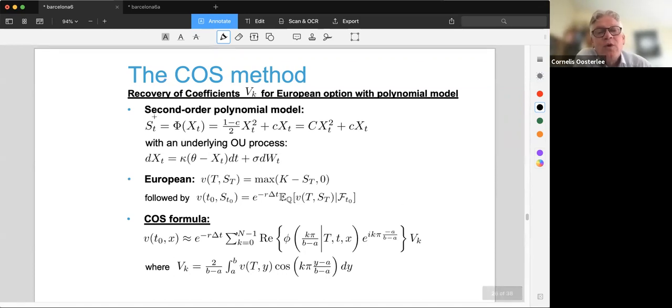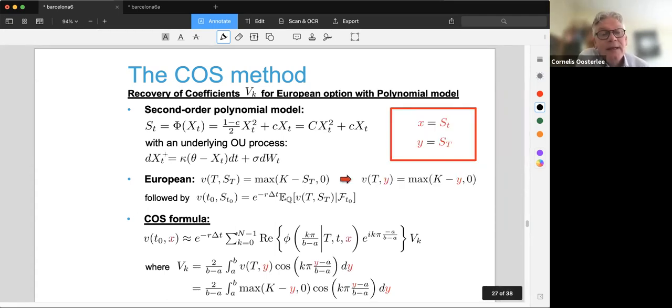With a polynomial model, it then looks as follows. S is psi of x, so here it's a second order polynomial, 1 minus c over 2 x squared plus cx. It's something like a new constant times x squared plus another constant times x. The underlying process is an OU process. And then we use the COS formula, right? And I want to show you this.